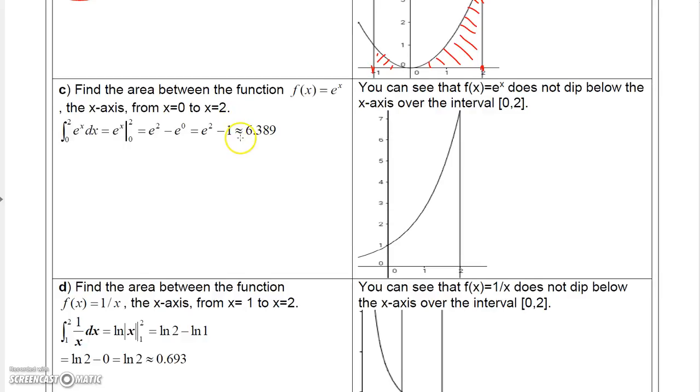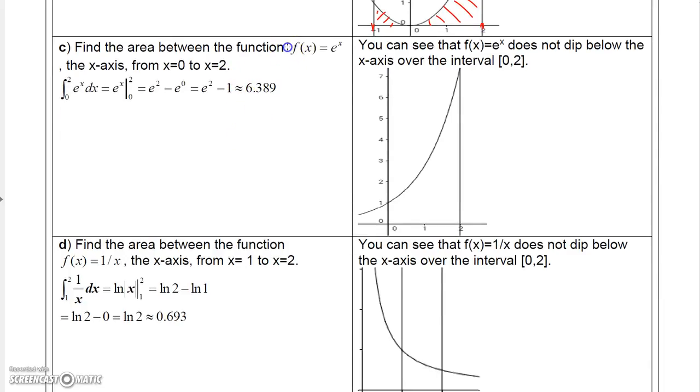Now, what if you wanted to find the area bounded by e to the x and the x-axis from 0 to 2? Well, here's the graph of e to the x, and here's 0 right here, and then here's 2 right here. So basically I'm trying to find the area bounded in here above the x-axis and below that graph.